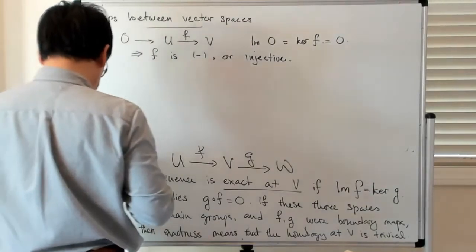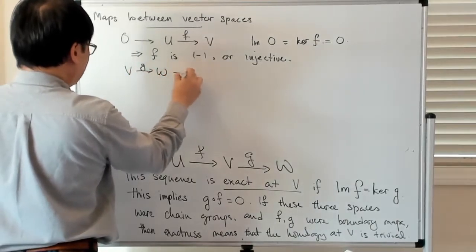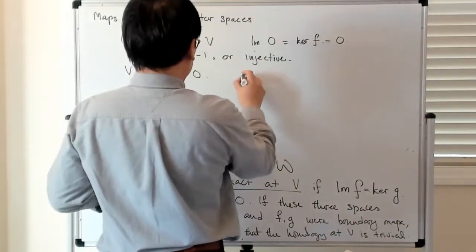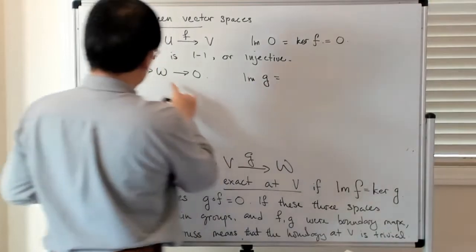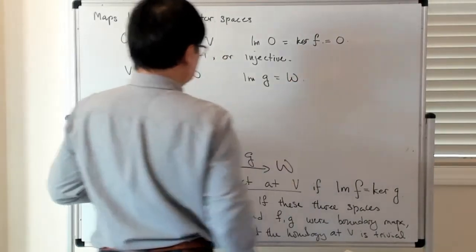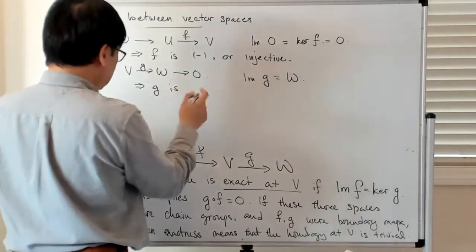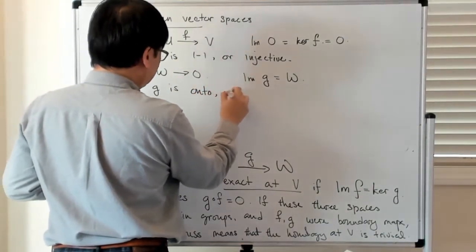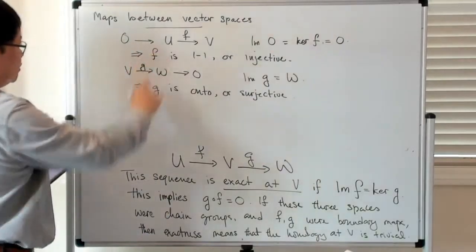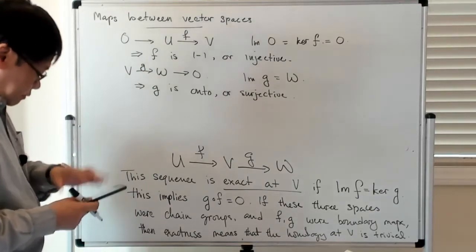Okay, now let's say that we have another one. Let's say V maps to W, and that's G, and then it maps to 0. And we say that the image of this is equal to the kernel of this. So the image of G is equal to the kernel of the second map, but everything gets mapped to 0, so the kernel of the second map is just W. So that means that G is onto, or surjective. Okay, so these are some examples of what happens in the case of exact sequences.